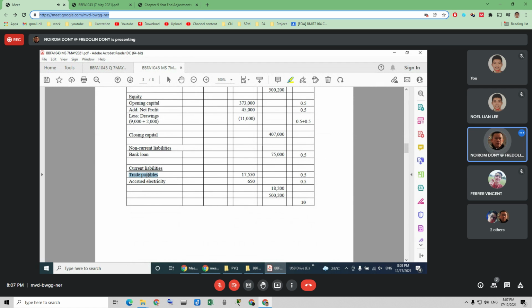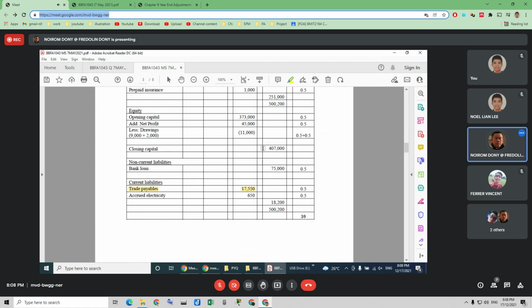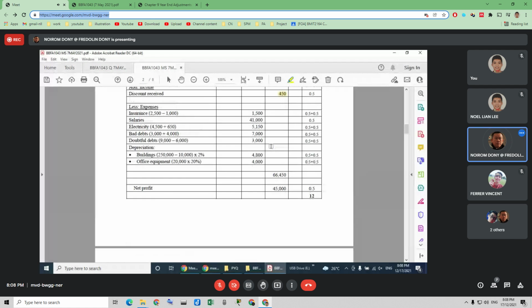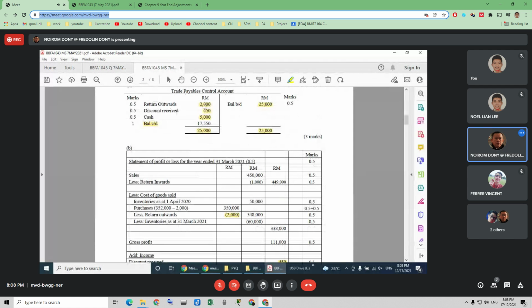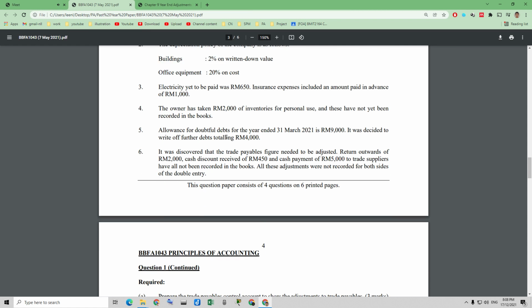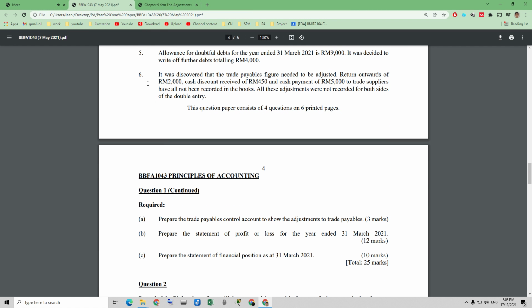Okay, we provide trade payable here, and the amount is according to your credit balance, which is stated in the ledger account, 17,550. Now, any question on the first part, trade payable control account? No. Okay, moving on.